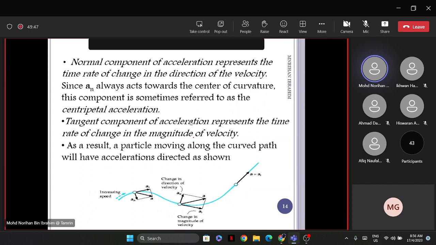Okay, the next: the normal component of acceleration represents the time rate of change in the direction of velocity. Since AN always acts toward the center of curvature, this component is sometimes referred to as centripetal accelerations. So normal accelerations are also known as centripetal accelerations.